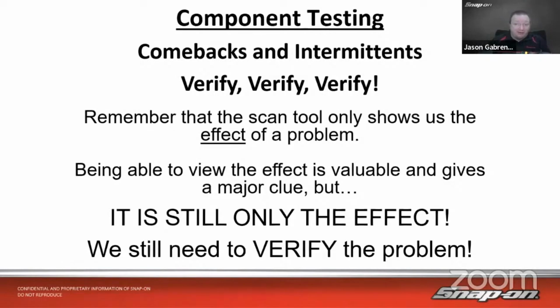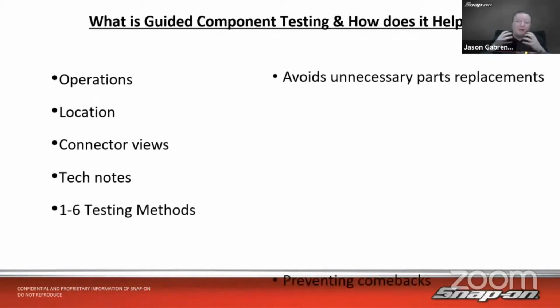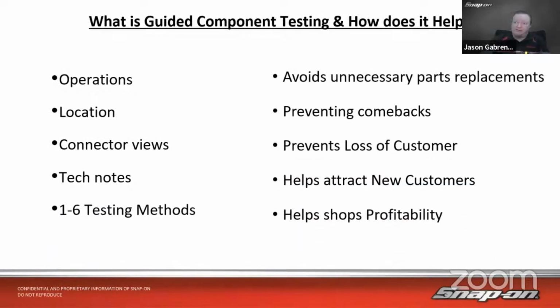And where do I get that information? Well, if you have a Snap-on tool with a scope in it, you will have the guided component test database in there as well. It gives you a wealth of information, and we'll look more at this as we go on. But it gives us operations, location, connector views, tech notes, and anywhere between 1 and 6 different tests that we can do on a component. All told, inside this database, there are over 5 million guided component tests, going back to 1981. It is a wealth of useful information, definitely well worth it.